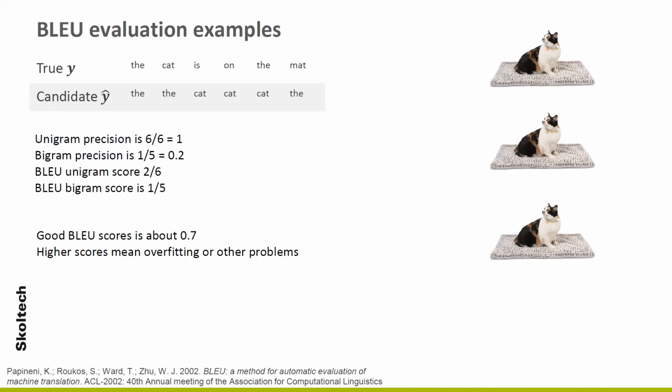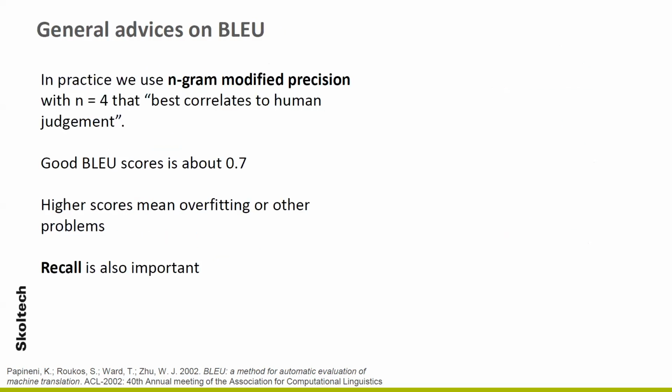So this is how we define BLEU. We take some unigrams, bigrams. Typically, instead of bigrams, we compute 5-grams, and also we limit precision by how many similar tokens or series of tokens occur in the initial sequence to get BLEU. Good BLEU scores are about 0.7, and if you have significantly higher scores, it typically means that maybe we overfit into something. For n-gram, we use n equals 4, because it correlates best with human judgment.